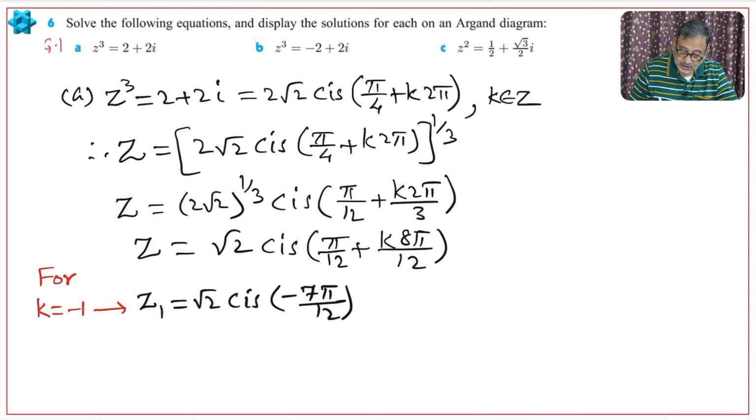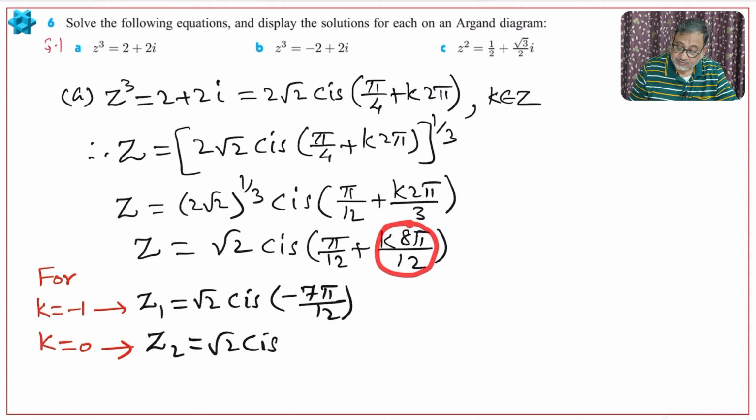Then k is equal to 0, second root will be z2, root 2 cis. Now I will replace k by 0. When k is replaced by 0, I will get pi by 12 because this part will become 0. So cis pi by 12.